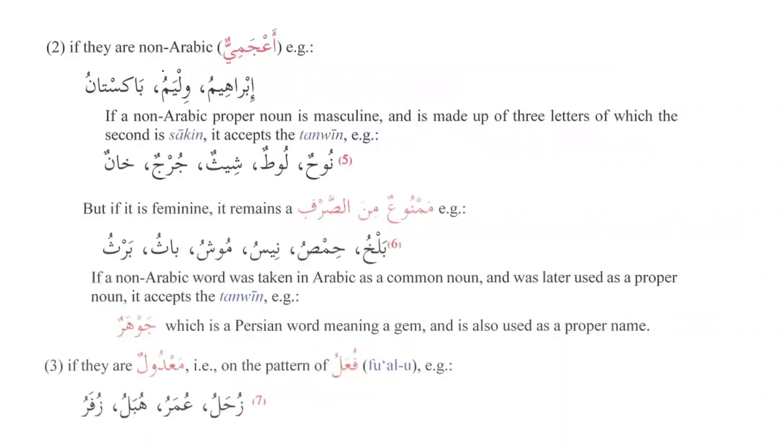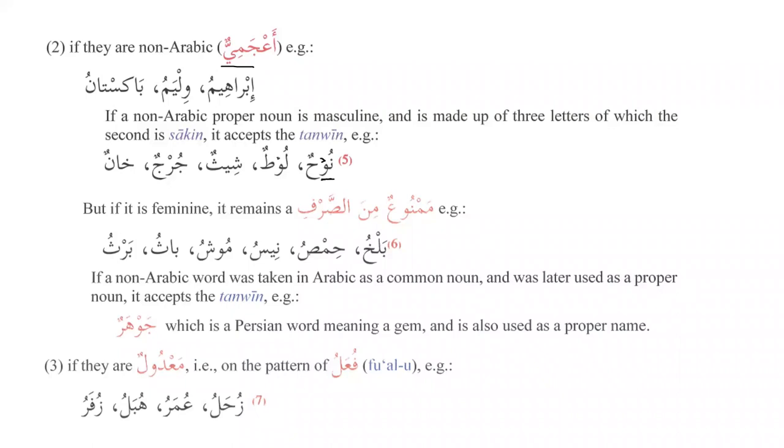Number two, a'jamiyun, when they are non-Arabic. Ibrahimu, Williamu, and Pakistanu, they are non-Arabic. So that's why they do not accept tanween. However, Nuhun, Lutun, Shithun, Jurjun, and Khanun, they accept tanween. And the reason why they accept tanween is because the second letter is sakin.